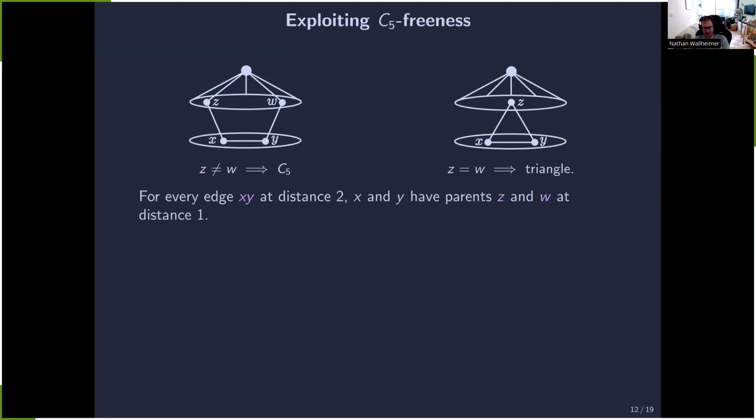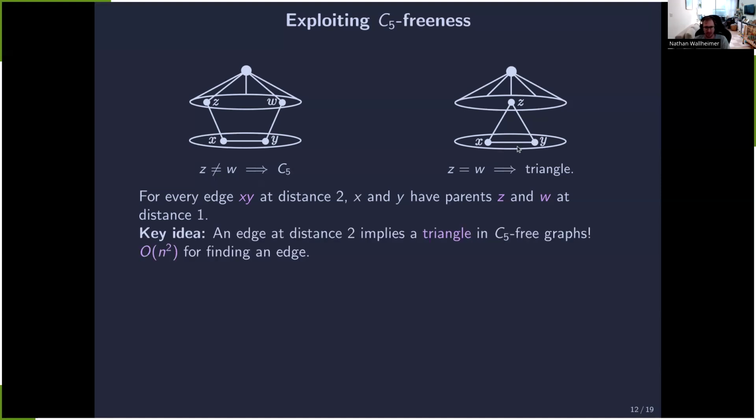Consider an edge xy at distance 2. Because it is at the distance 2 layer, x and y have parents, z and w, to reach the root of the vertex. If these parents are distinct, it closes a 5 cycle together with the root. And if they are the same, it closes a triangle.